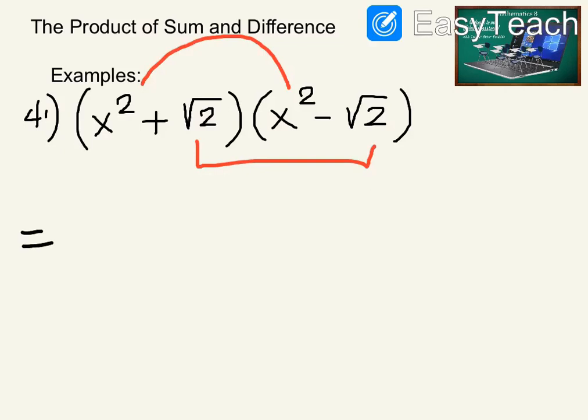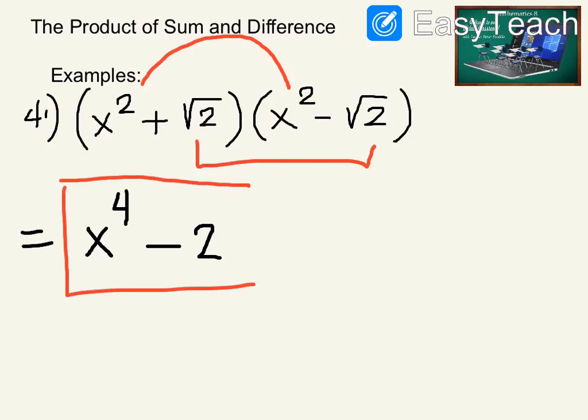So that would mean equals x squared times x squared. So all you have to do is to copy the base and then add the exponent. That would mean x to the 4th, and then minus square root of 2 times square root of 2. That would mean 2 only. So that would mean it will eliminate the radical sign. So square root of 2 times square root of 2 is 2, and that will be our final answer. So x to the 4th minus 2. Okay? Okay, next.